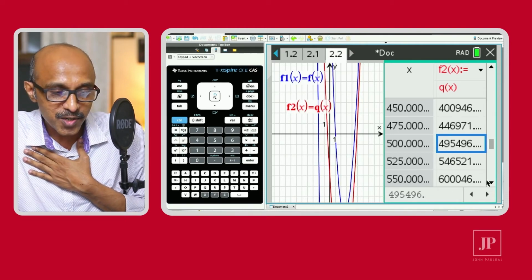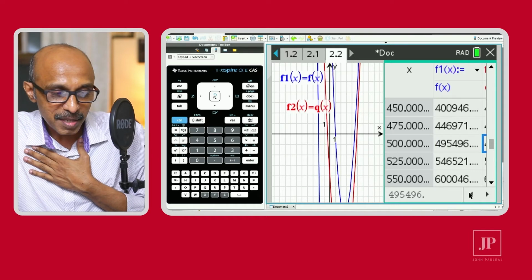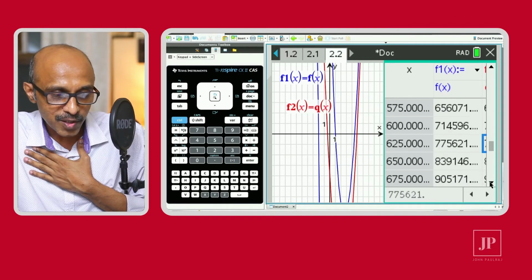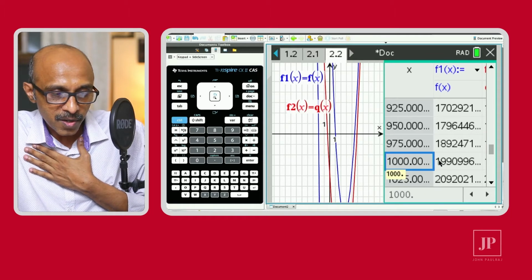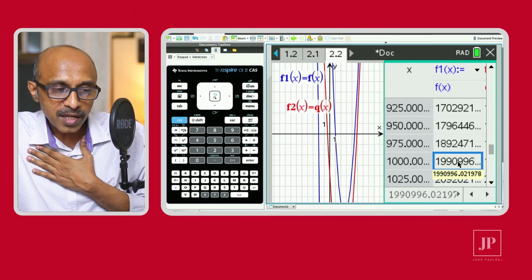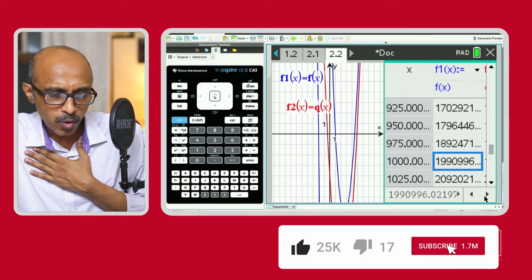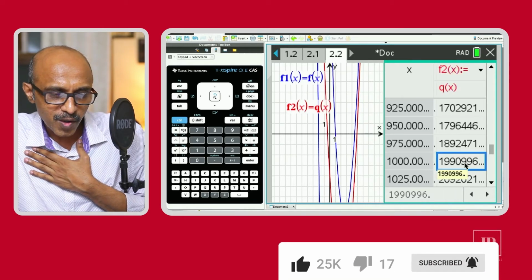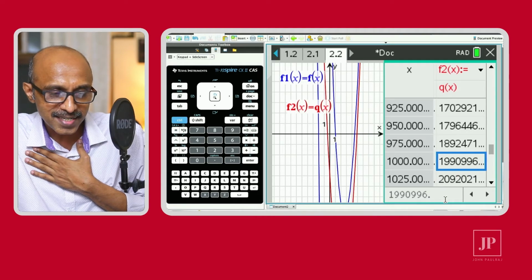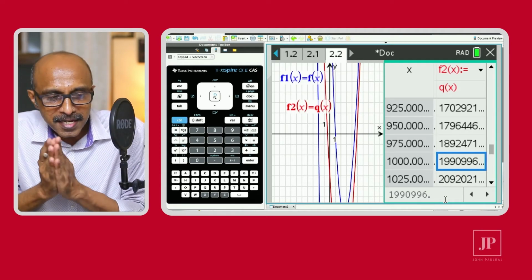Anyway, let's go down to 1000 this time and check what's going on. At x equals 1000, the value of the rational function is 1990996.02. And at that same value, we got 1990996. Something is going on.